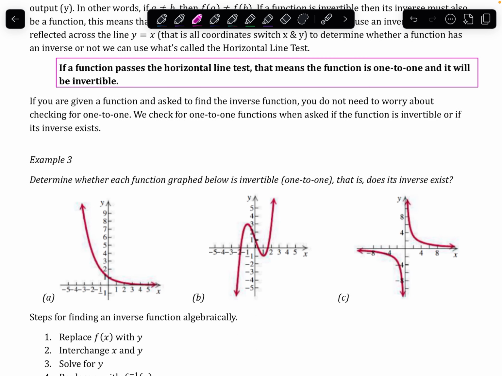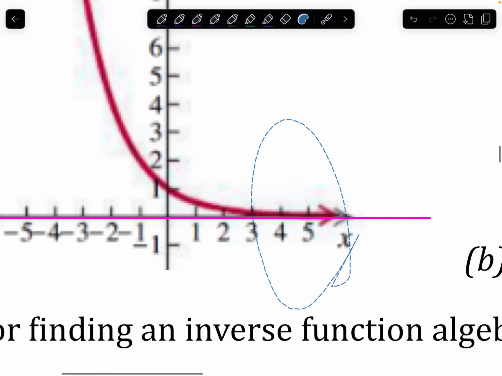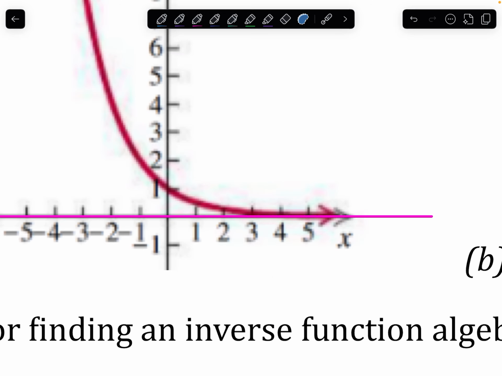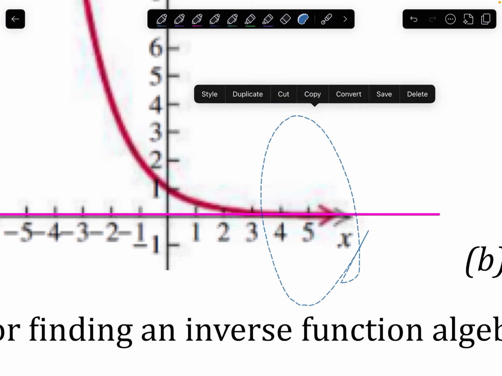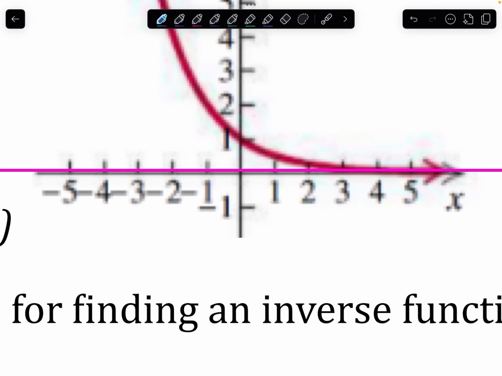All right, here's my first function for A. Here is my horizontal line, and I'm going to drag it. This function does pass the horizontal line test, which means it is invertible. Sometimes we question right there at the x-axis, and it's not that it touches more than once, it's just because it's a picture and the pixels run into each other. That is still okay. So this one, yes, invertible, or yes, one-to-one.